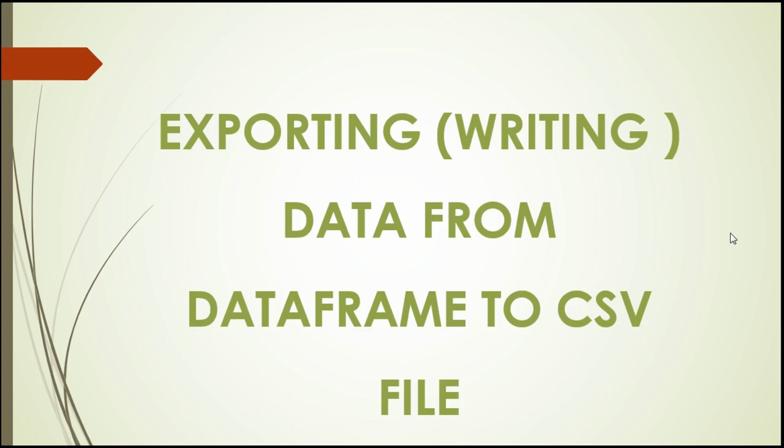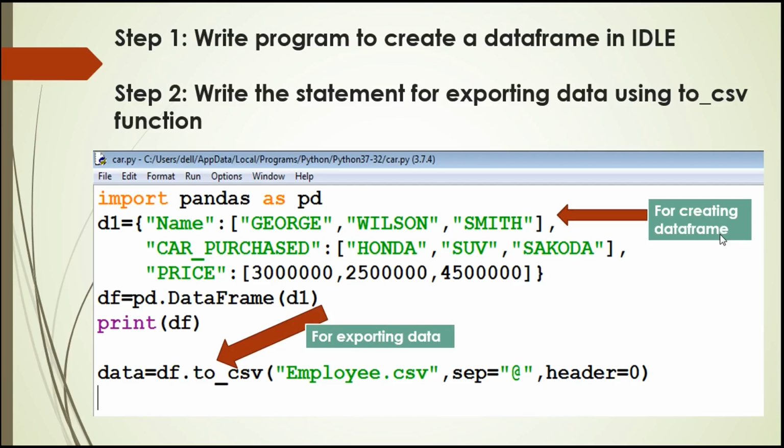Now let's see how to export data from a DataFrame to a CSV file. For this, first you have to write the program to create the DataFrame. I have written this code and then write the statement for exporting data using the to_csv function. You can see here that I have created one label, data equals to df.to_csv('employee.csv'). This is the name of my CSV file which will be created when you run the program.